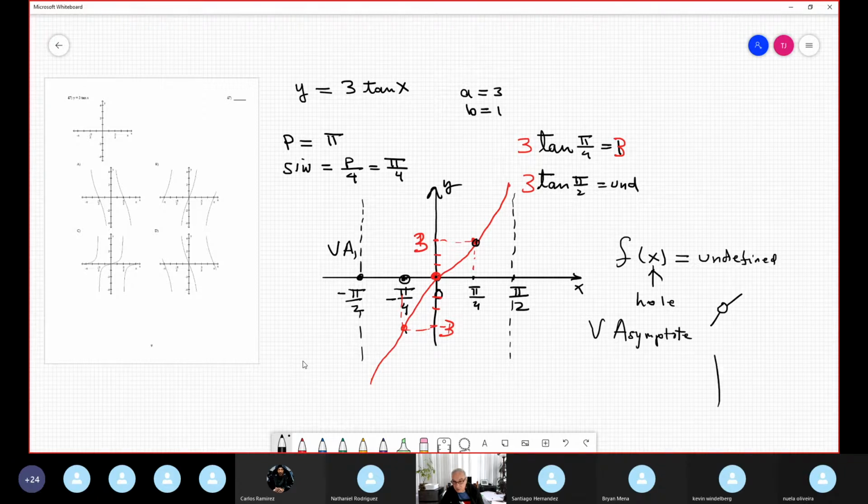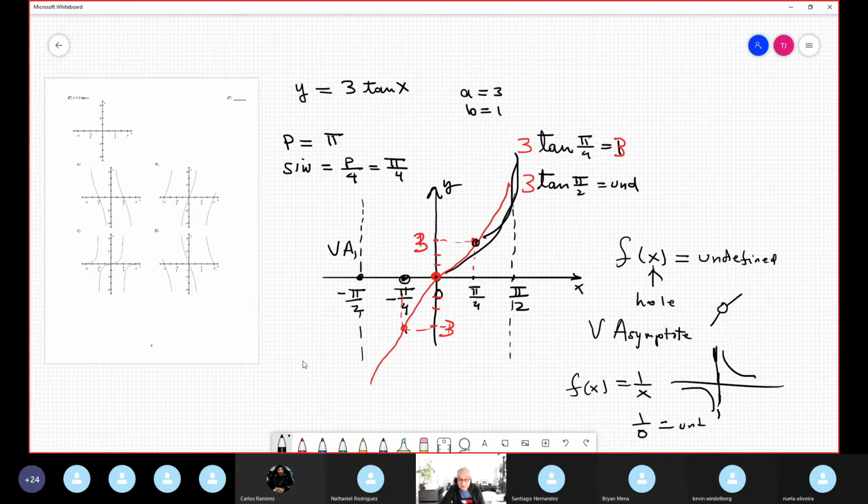Because for example, take a function that's not trigonometric, f of x equals 1 over x. 1 over 0 is undefined, no? I know that function has a vertical asymptote here at 0. That function looks like that. It's a similar asymptote. An asymptote is where the curve approaches the vertical line but never touches.